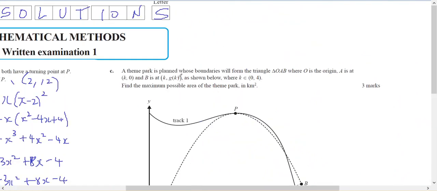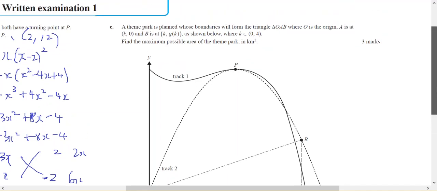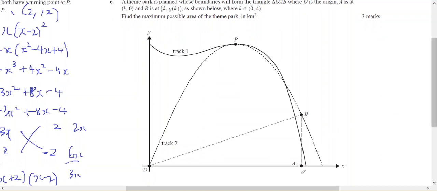Now, part C. A theme park is planned whose boundaries will form the triangle O, A, B, where O is the origin, A is at k, 0, and B is at k, g of k. And k has to go from 0 to 4. Find the maximum possible area of the theme park.